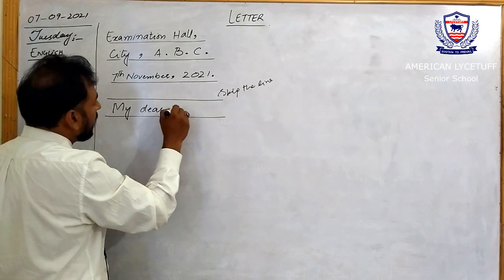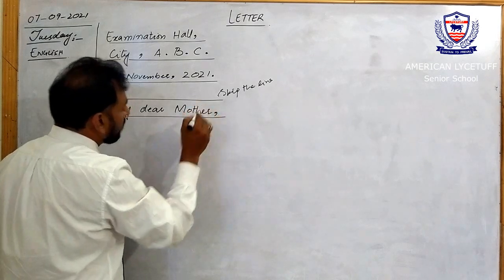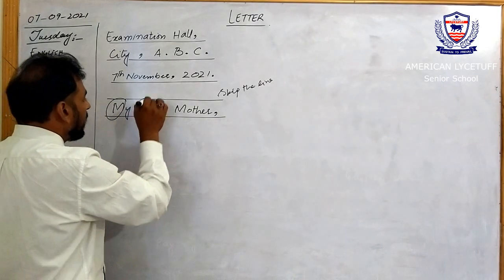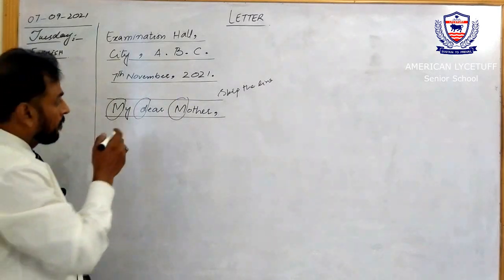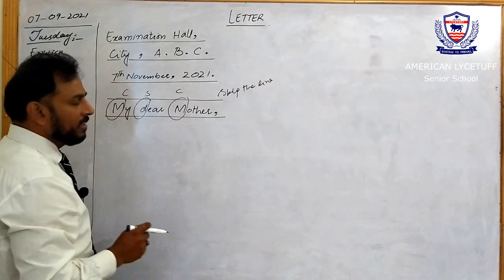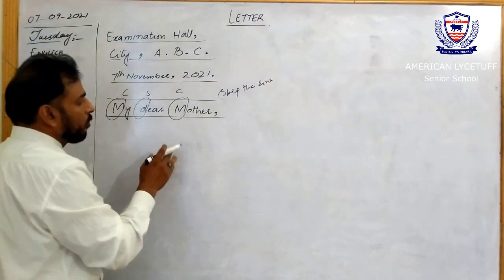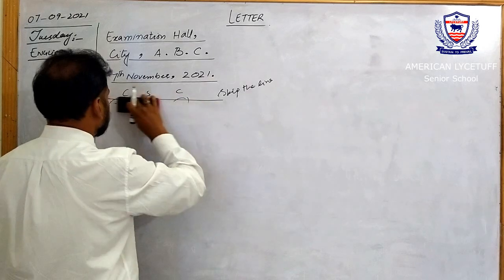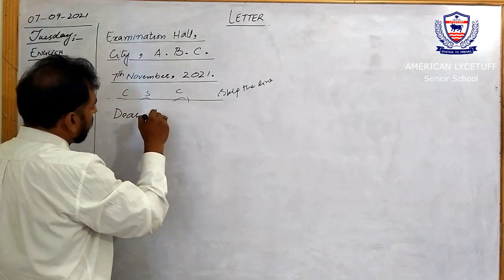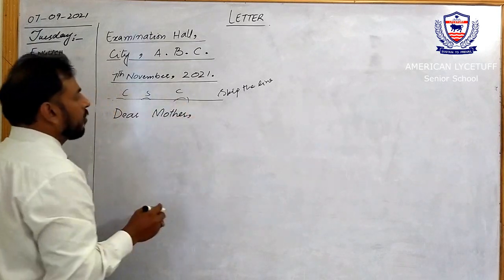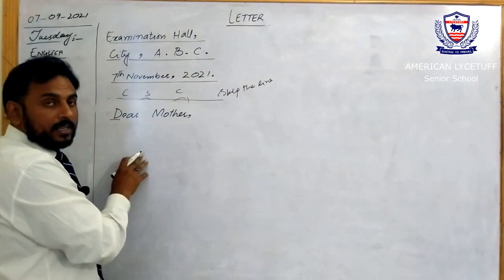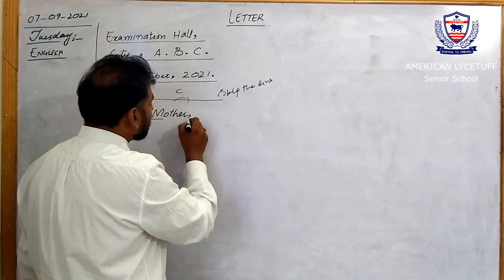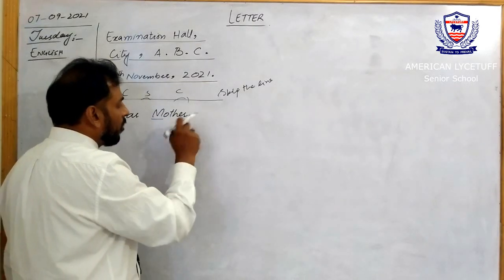My dear mother, right? One more important thing in this line is that M is capital, D is small, and this M is also capital. Capital, small, capital, right? If you don't want to write my dear mother, you want to write dear mother, you can write like this, and a comma. In this pattern, the D of dear is capital and the M of mother is also capital, right?